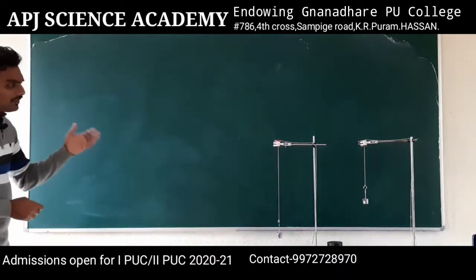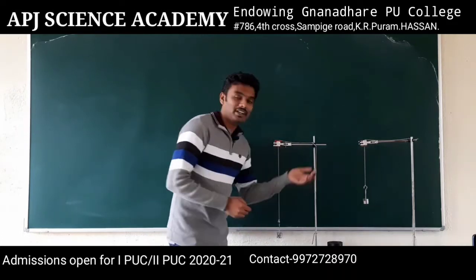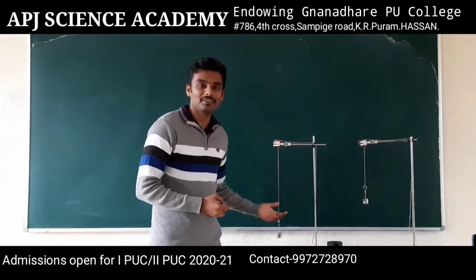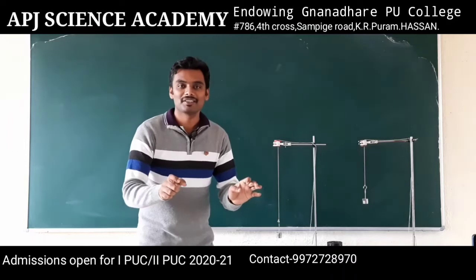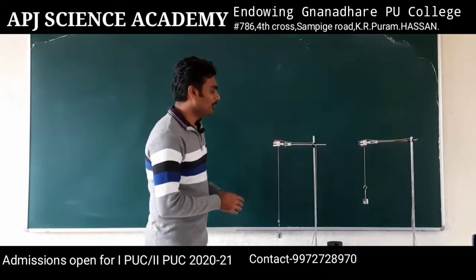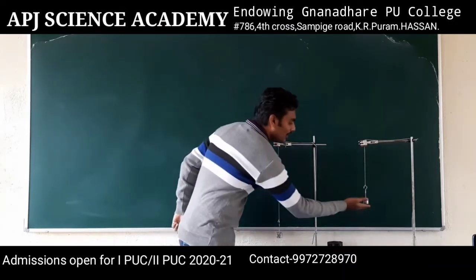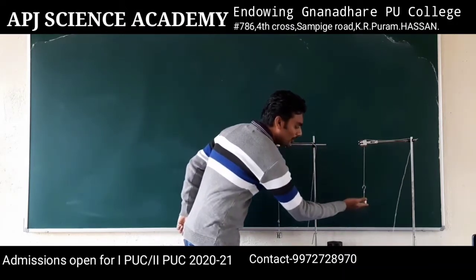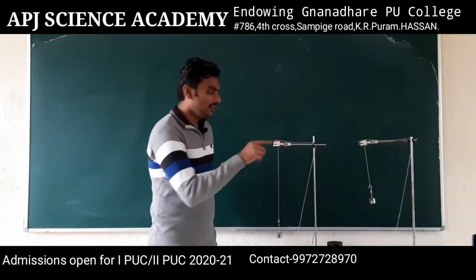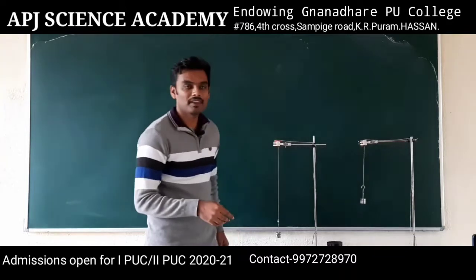Right now what I have here, these two are the same devices, is a simple device which is called a simple pendulum. And this simple pendulum basically has 3 parts. One is this, which is called the bob of the pendulum. Generally, the bob of the pendulum is spherical in shape.